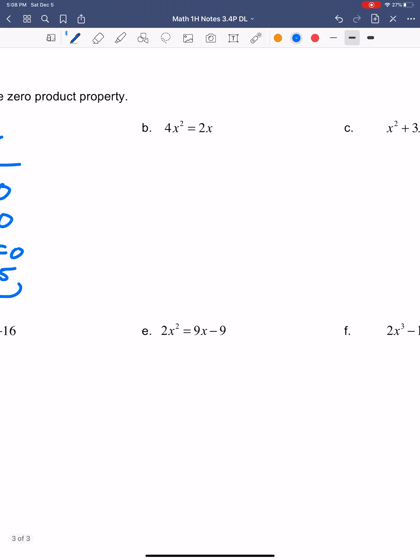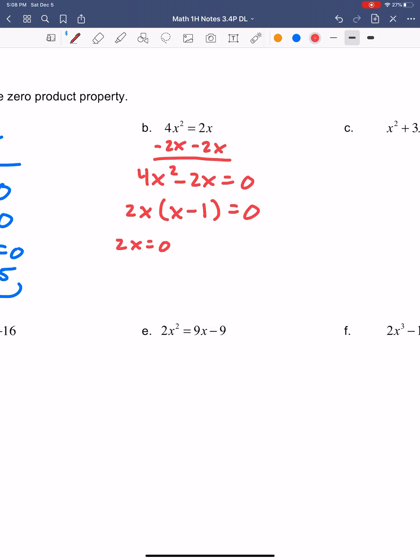Same deal on letter B. Right, start by getting a 0 on one side. So I'm going to subtract 2x. And I get 4x squared minus 2x equals 0. And then I'm going to go ahead and factor out the greatest common factor. In this case, it's going to be a 2x. And that'll leave me x minus 1. And then set both of these equal to 0. 2x equals 0 and x minus 1 equals 0. So my answers will be x equals 0 and x equals positive 1.